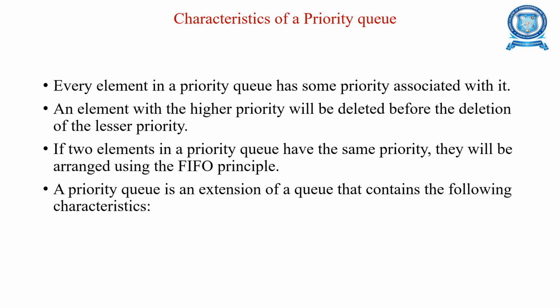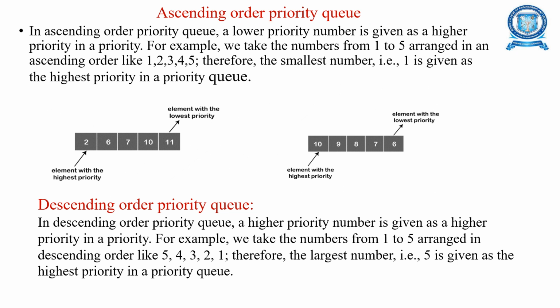Characteristics of a priority queue. Every element in the priority queue has some priority associated with it. An element with higher priority will be deleted before the deletion of a lesser priority element. Elements of equal priority will be arranged using the first in first out principle. There are ascending order priority queues and descending order priority queues.